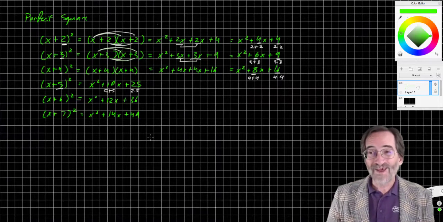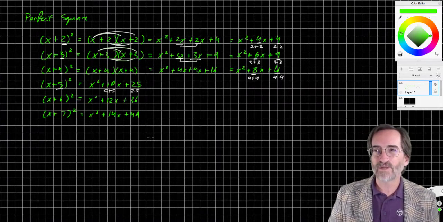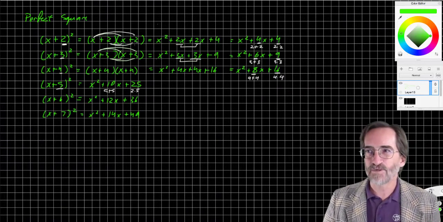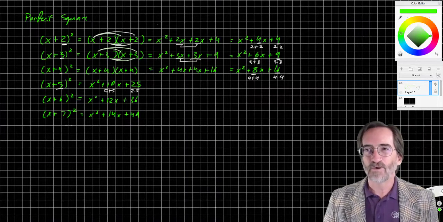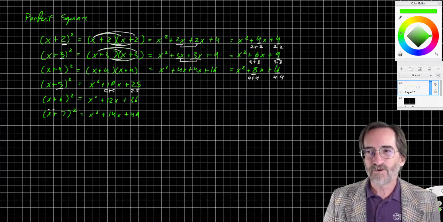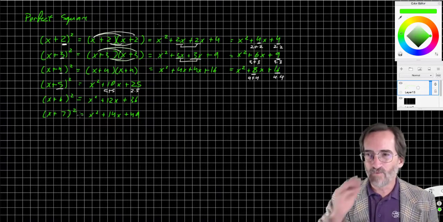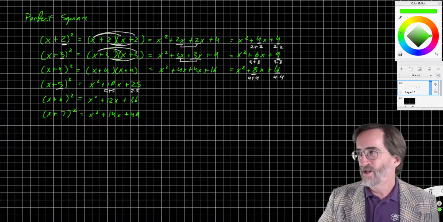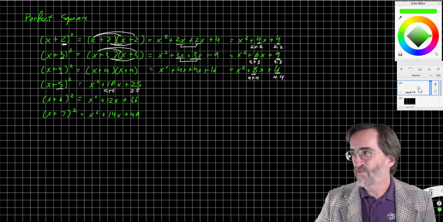Now, if you forget this pattern, you can always expand and use the distribution to do the multiplication. But this perfect square is really kind of important. We're going to come back to this later on. So it is something you want to know. I said there were two patterns. Let's look at the second.